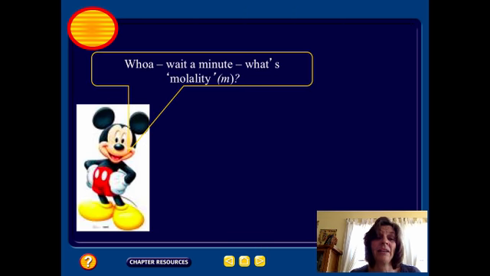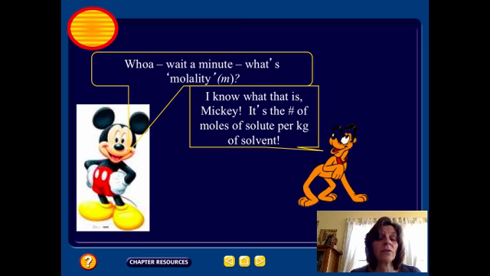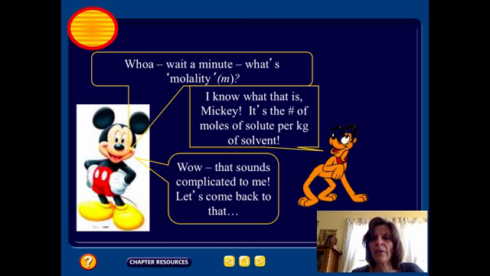All right, Mickey's wondering what molality is, because that's not one that we've spent much time talking about. Goofy knows that it's the moles of solute per kilogram of solvent. That's important, that it's not moles of solute per liter of solution, because that's more of a percent. It's part out of whole, whereas this is just comparing solute to solvent. And that's important to what a colligative property is and how it impacts the freezing point and boiling point of water. We'll come back to the math a little bit later, though.